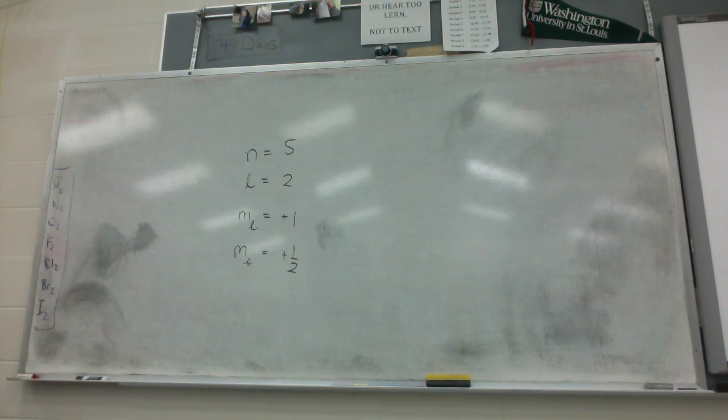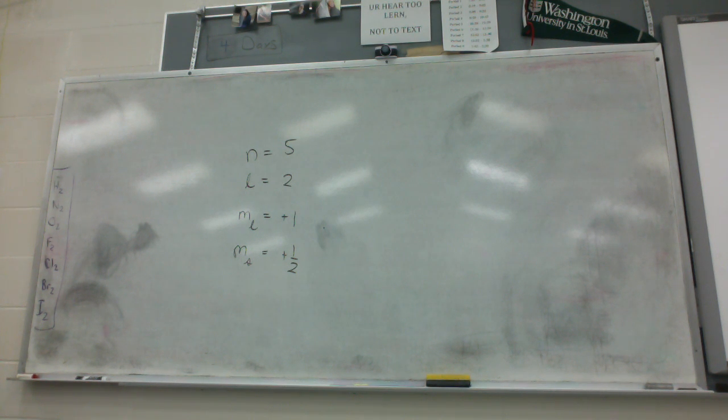Now, what's the maximum number of electrons that can have these quantum numbers? N equals 4, that would be 32. N equals 5, m sub s equals positive 1/2, that is 25. Because at n equals 5, the maximum number of electrons is 50, but only half of them have arrows pointing up. It can be either positive 1/2 or negative 1/2.